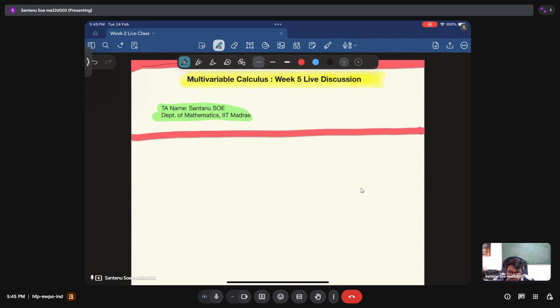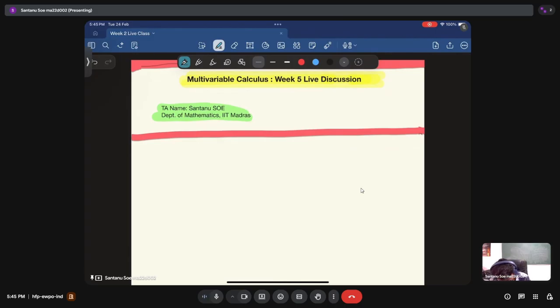So today we'll start discussion of week 5 classes, week 5 live classes. In week 5, a few topics regarding integration, double integration, and beta function and gamma function were covered. So first we're gonna write the summary of the topics that have been covered in this week, and then I will be starting solving some questions which will be helpful to solve assignments in this week.